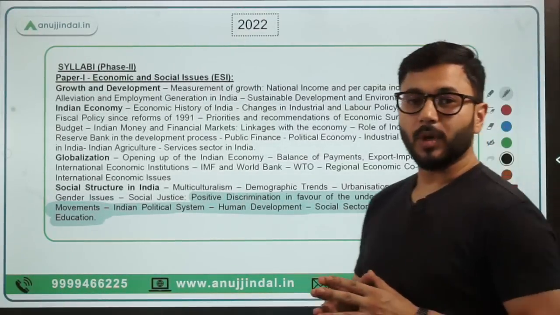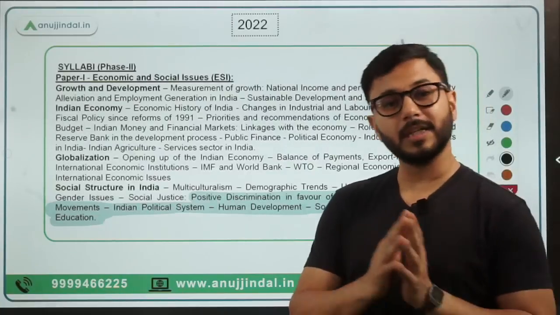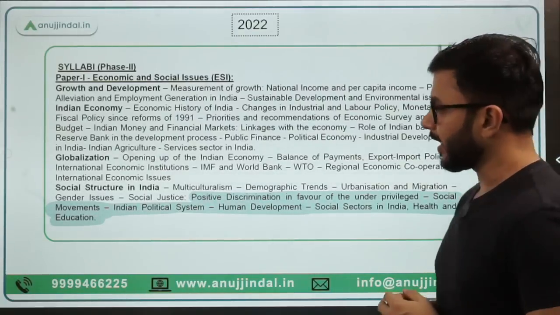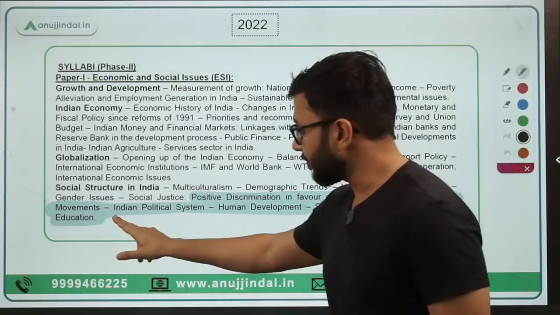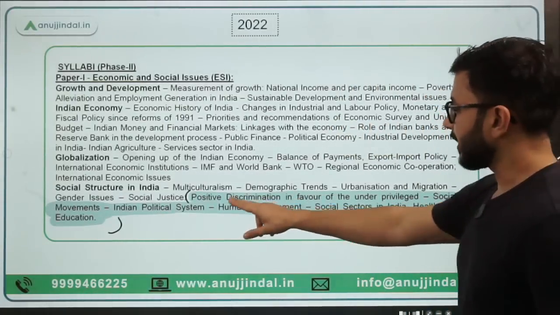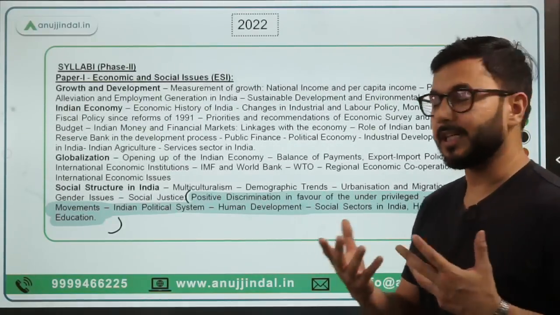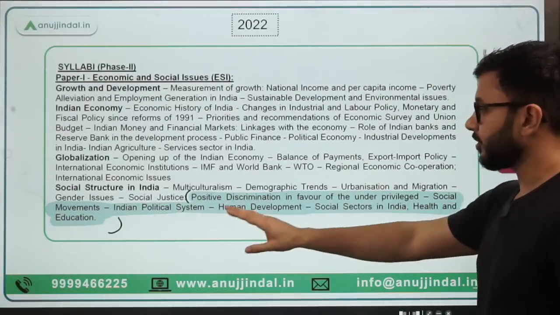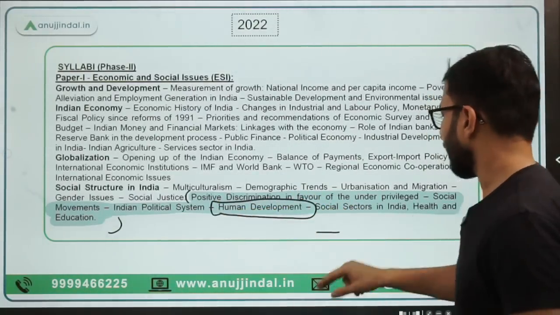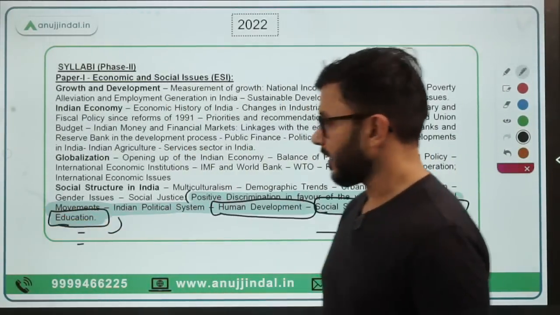Let us start with 2022 and let's compare it with 2023. I will be starting with phase two and then I'll move towards phase one. In economics and social issues, which is paper one in phase two, if you see, I have highlighted the areas that have been removed. Now, what are these areas? Positive discrimination in favor of underprivileged, which is basically the reservation policy that India has. Social movements, Indian political system. Human development, let me highlight this. Social sectors in India, health and education, let me highlight this as well.